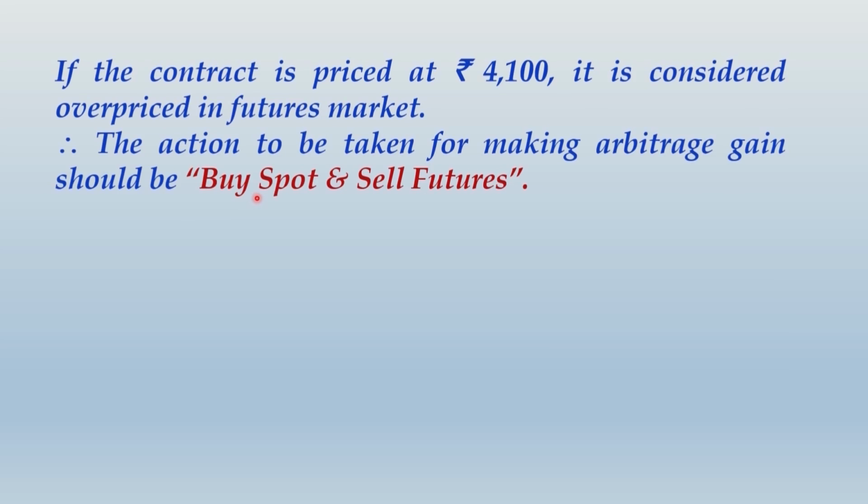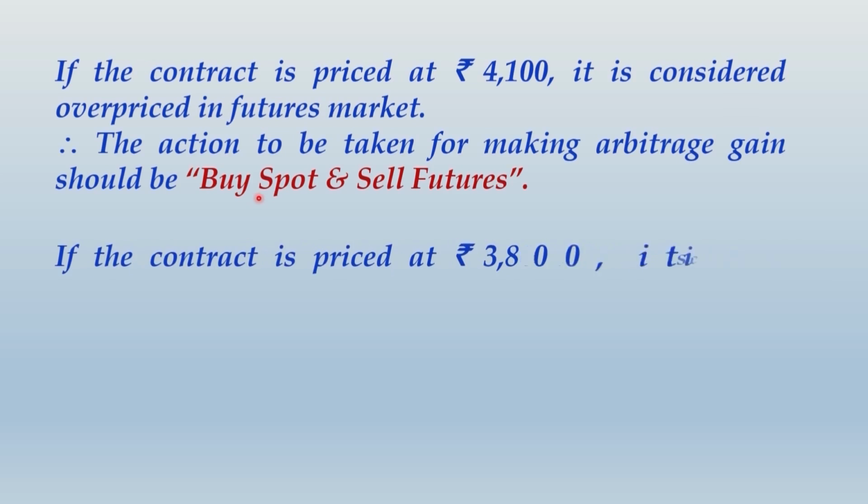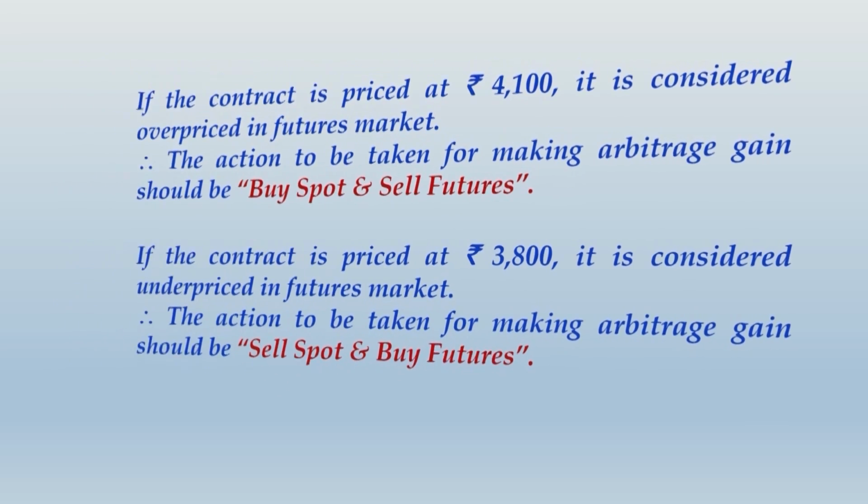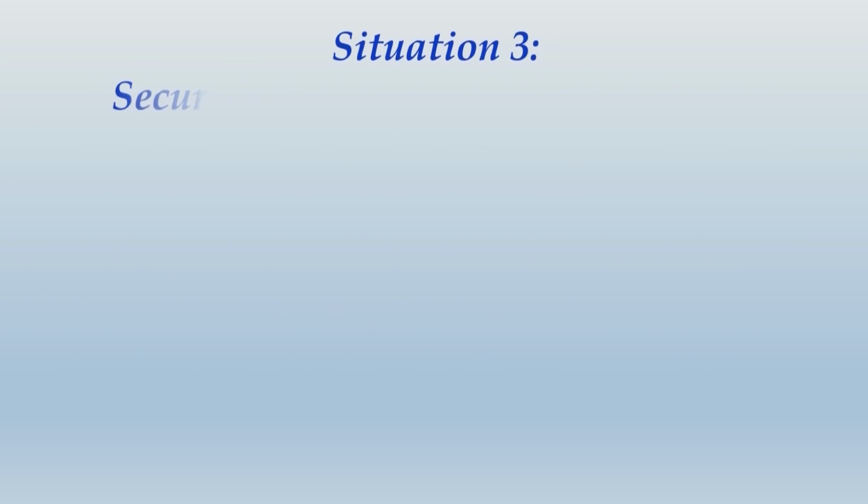On the other side, the other price given to you is 3800. When it is 3800 compared with 3989, which is the fair futures price, this 3800 is low. That means this is underpriced in the futures market. So in the futures market you should buy, and the counter position in the spot market should be to sell. So your strategy formulated is sell spot and buy futures. Alright friends, let us move ahead and deal with the third situation.